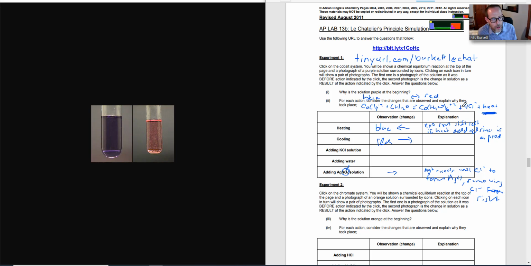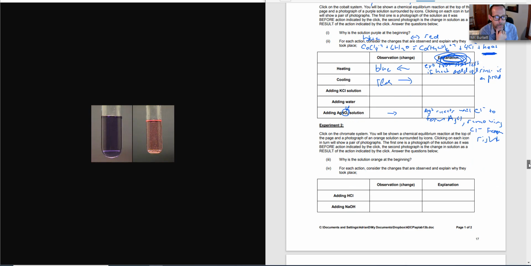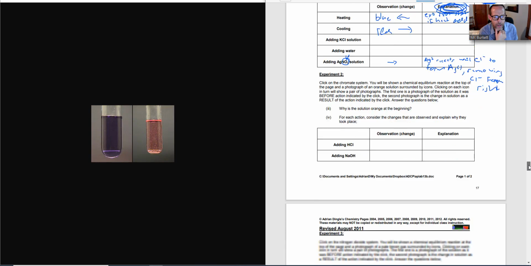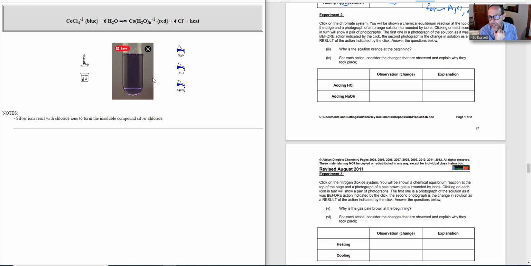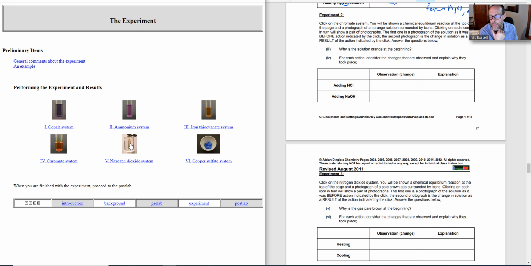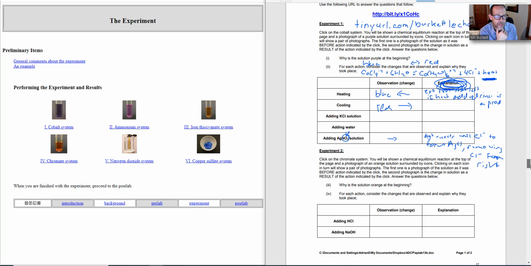So under the explanation, don't tell me that it shifts. Tell me why it shifts. So you're going to do that on experiment 1, experiment 2, experiment 3, and 4. We're going to omit 5 and 6. It gets fairly repetitive. So we're not doing Roman numeral 5 or Roman numeral 6, but you're doing 1, 2, 3, and 4. All right, so that is your lab today.